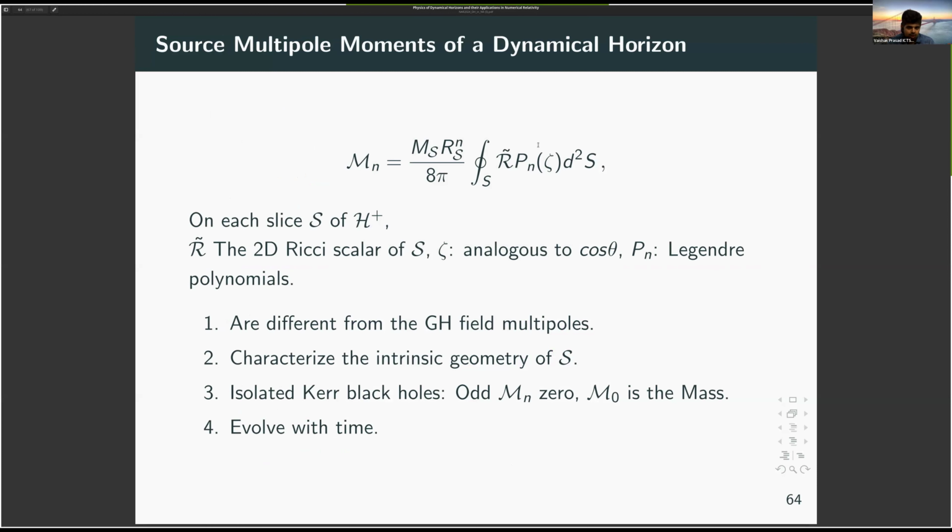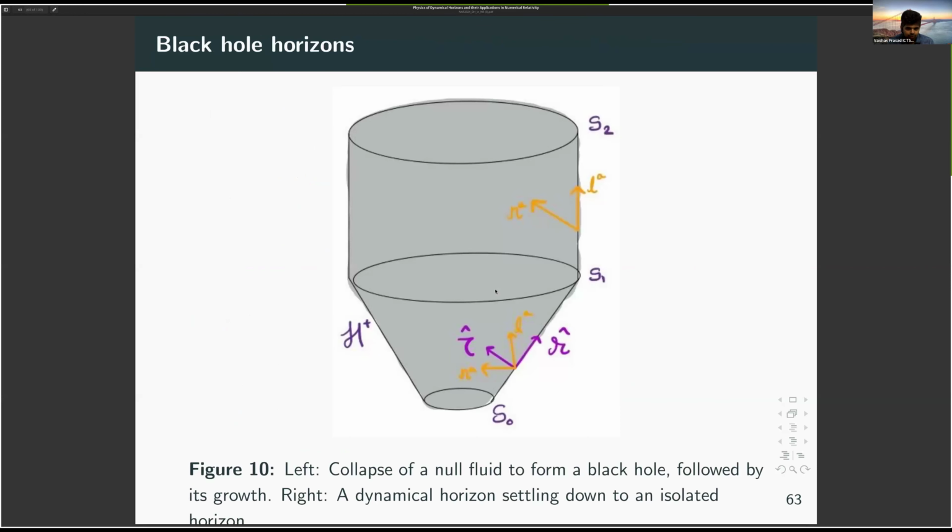These mass multipole moments characterize the state of geometry of dynamical horizons. And these integrals are carried out on the leaves or the foliations of the dynamical horizon. So this is a three-dimensional dynamical horizon. This is space-like. It has a time-like normal. So it's a one-way membrane. You can only enter it. You cannot leave it. It has a space-like tangent.